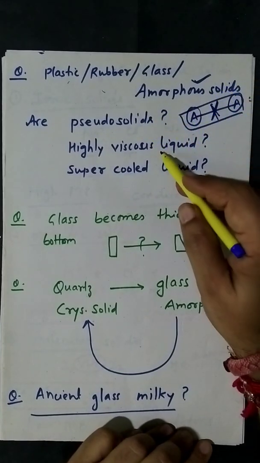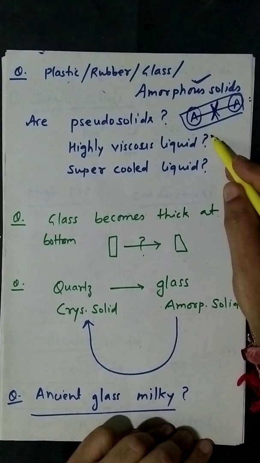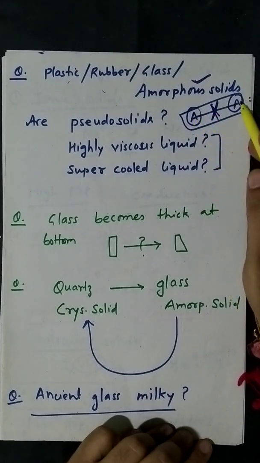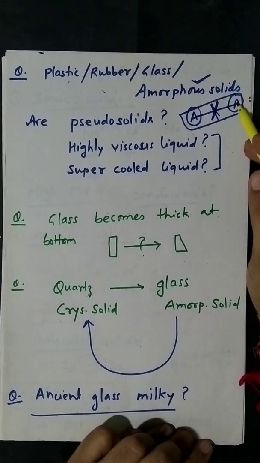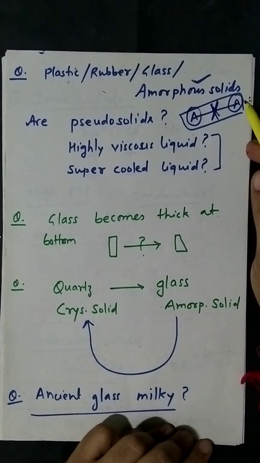Now, why are they known as highly viscous liquids or supercooled liquids? The reason is these particles which are in motion move at an extremely slow speed. And you know the mobility of a liquid and its viscosity are inversely proportional to each other. A more viscous liquid flows at less speed.